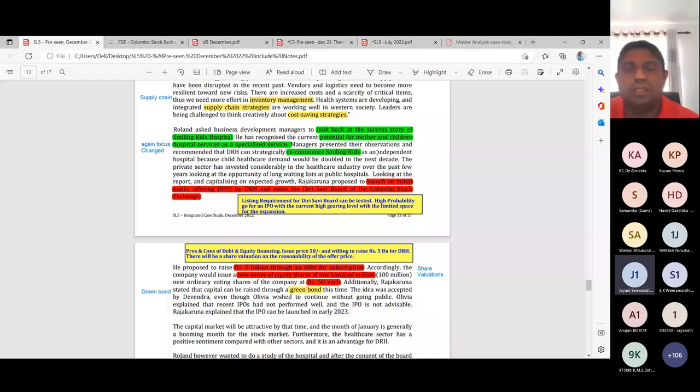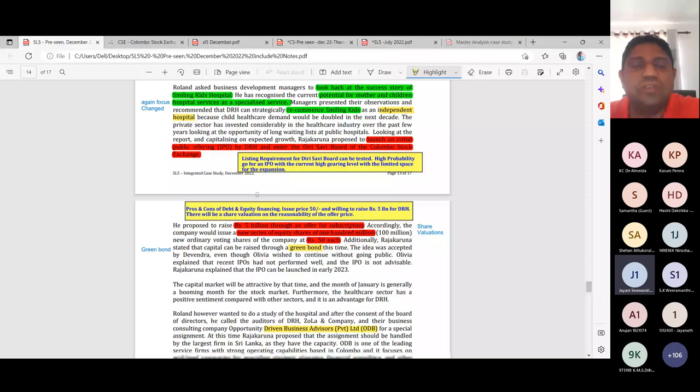So possibly this may be another option for investment purposes for you. You want a funding source for this one, right? Because child healthcare demand would double in the next decade, the private sector has invested considerably in the healthcare industry over the past few years. Looking at the opportunity of long waiting lists in public hospitals, looking at the report and capitalizing on expected growth, Rajakarna proposed to launch an initial public offering by DRH and enter the Reserve Board of the Columbus Stock Exchange. See, they try to get the funds through an IPO. So we have already looked at those aspects.